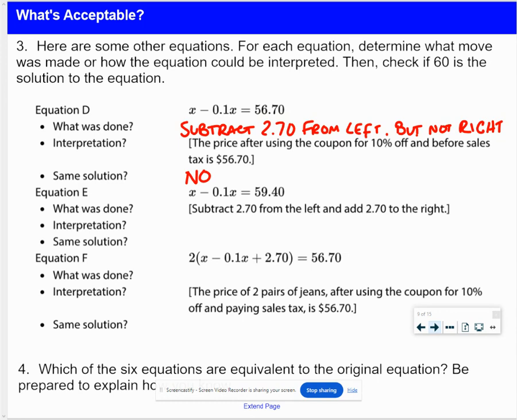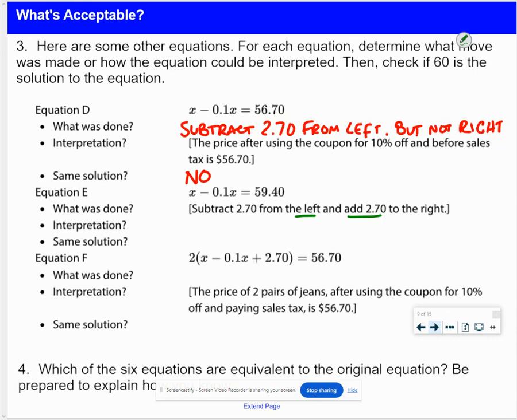For equation E, that $2.70 is gone also, and it says that they subtracted $2.70 from the left side, but they added $2.70 to the right side. So skipping the interpretation for a second, is that going to be the same solution? No, you can't do two different things to the two sides of the equation. The interpretation for this is that that would be the price after the coupon and before the tax, but it's a different price now. So it's really a totally different equation. I'm just not going to take the time to write that out.